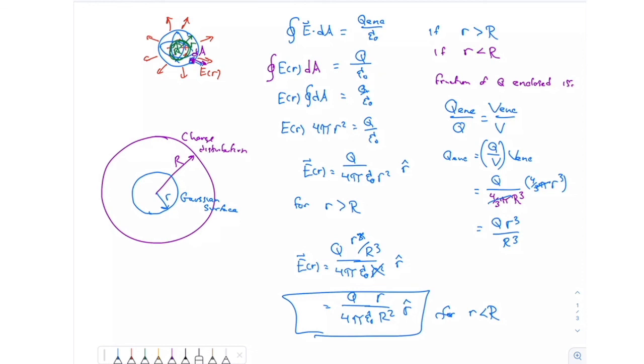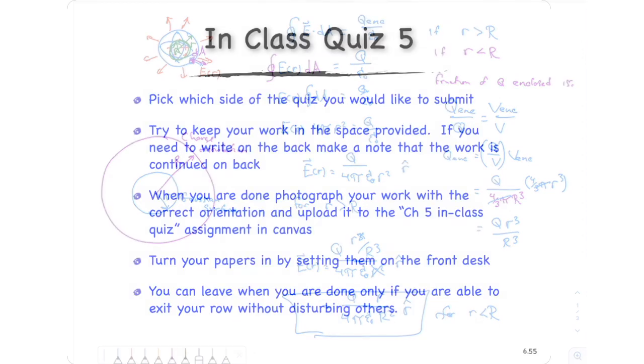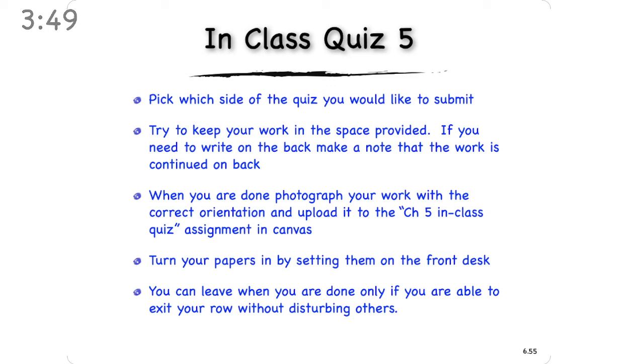So if you put away your notebooks, pretty much everything but a pen. Can I ask the LAs to help with passing them out? And so the way this is going to work, the quiz is double-sided, but you only have to do one side. So look at both sides, decide which side you want to do, and then just do one side. Do not submit both sides. Do your work. You have about 20 minutes.